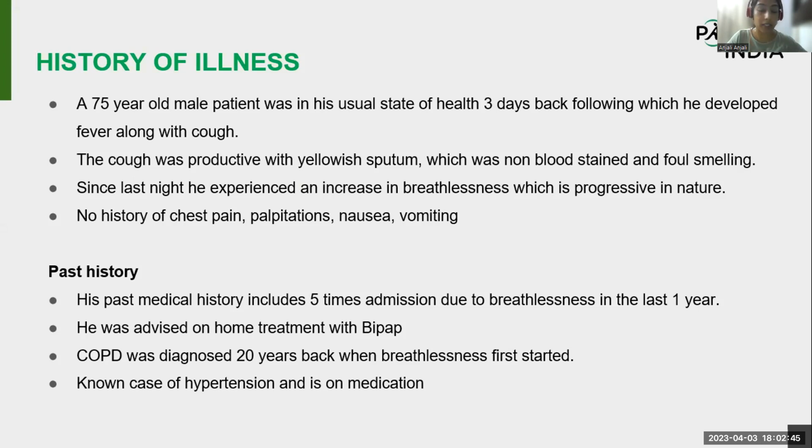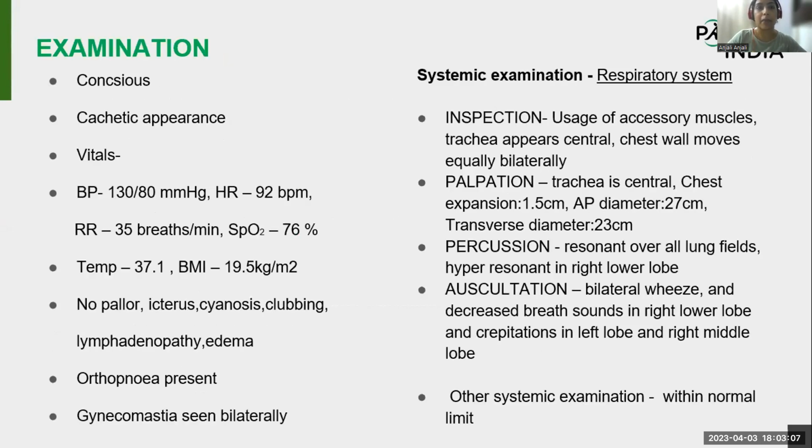His past history included 5 admissions to the hospital due to breathlessness in the last year itself. So he was advised home treatment with BiPAP, and he was diagnosed with COPD 20 years back, and he's also a hypertensive patient. Next slide, please. On examination, he was conscious, he had a cachectic appearance, and his vitals were within normal limits except for the saturation, which was very low, and he had a temperature.